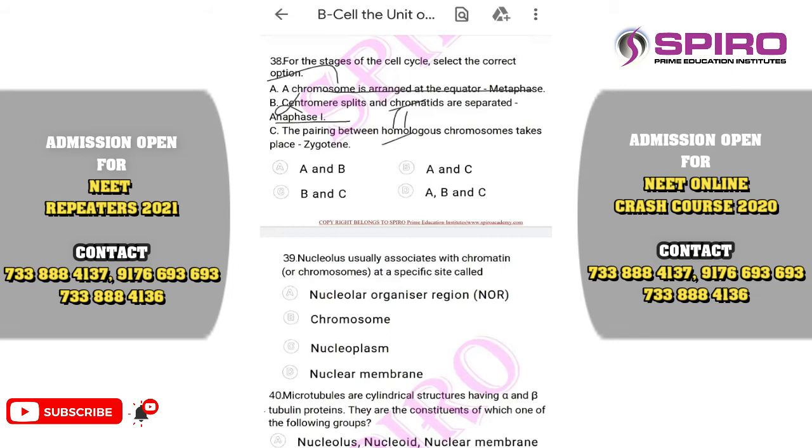The pairing between the homologous chromosomes takes place in the zygotene. Yes, it is the correct one. We call this synapsis. So the correct ones are going to be options A and C, dear students. Option B is not correct. So next one, question number 39.